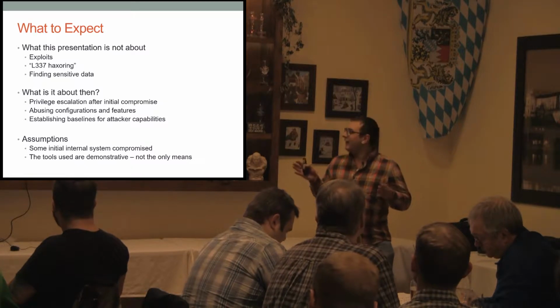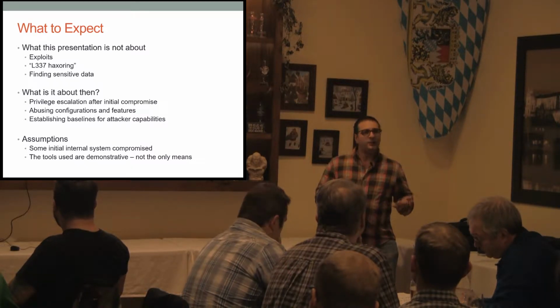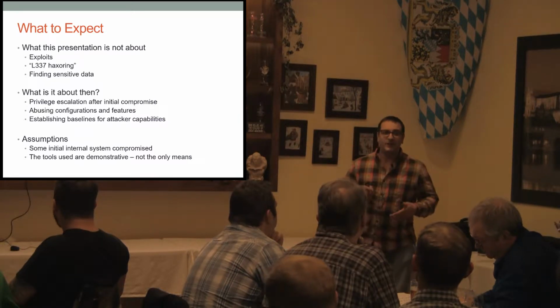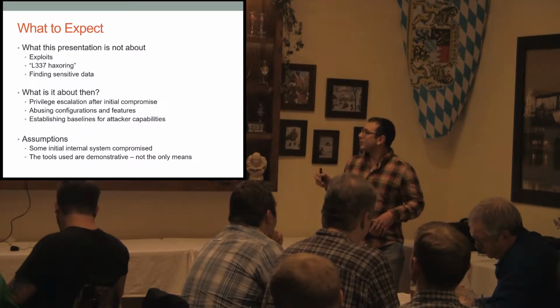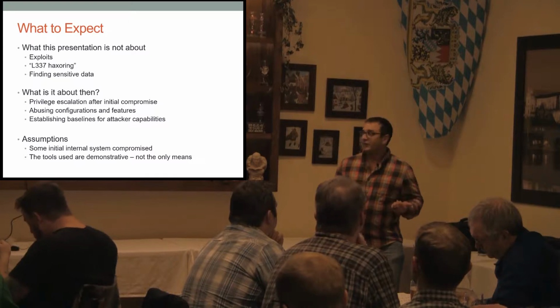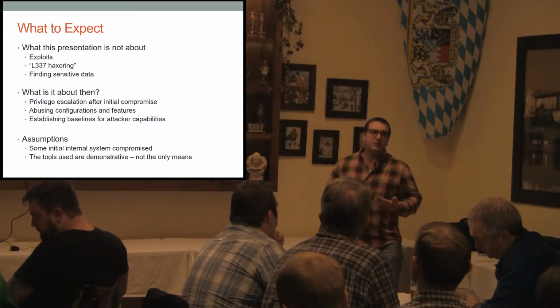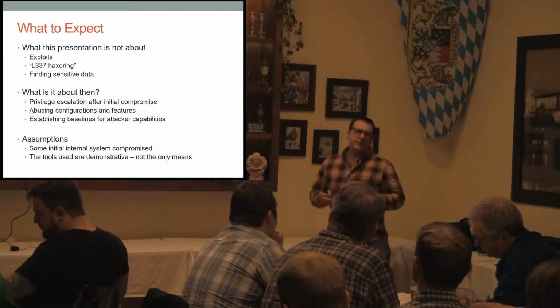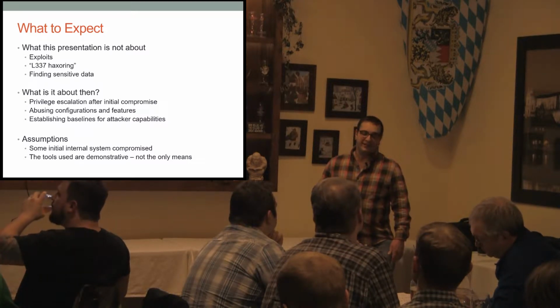Where's the middle part? How do you move through that environment? How do you gain additional privileges so that you can keep moving deeper into the environment until you accomplish that goal? So we're going to talk about privilege escalation after an initial compromise. We're going to talk about abusing configurations and features inside of Active Directory. And we're going to talk about baselines for attacker capabilities.